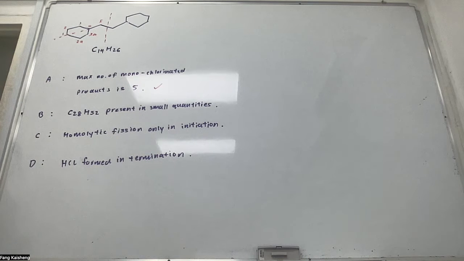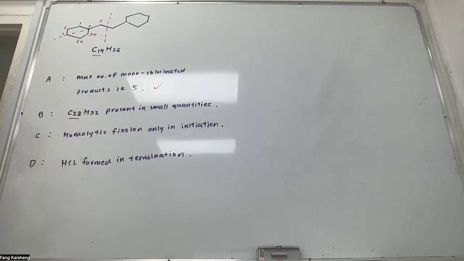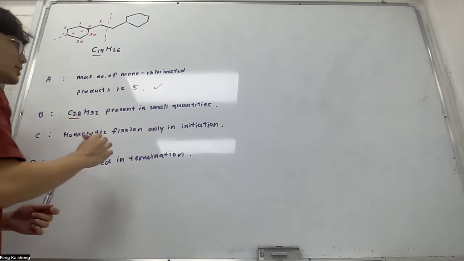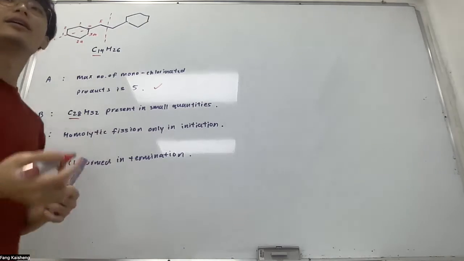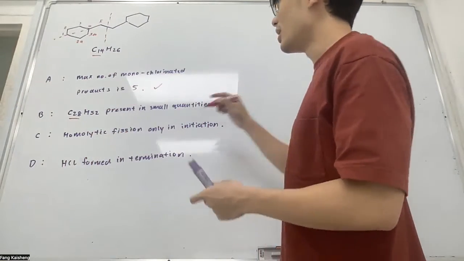Why do you know it's in the termination step? Because initially we started off with 14 carbons, and somehow it can double, and that can only happen in the termination step. So isn't this correct? It's because the molecular formula here is wrong. But how are we going to check?